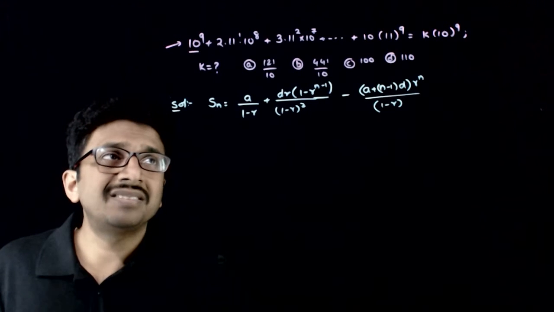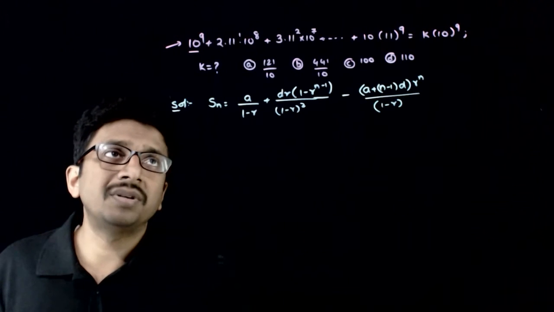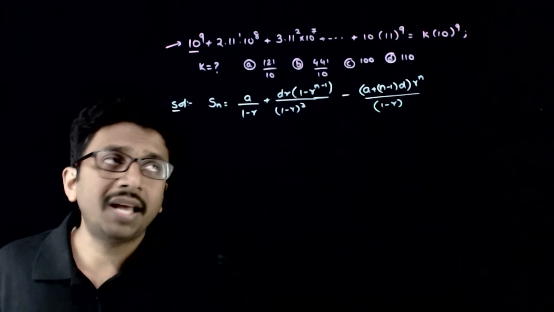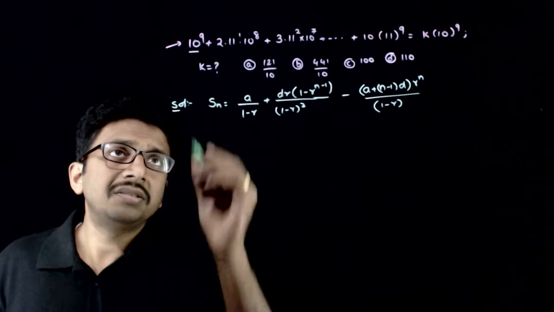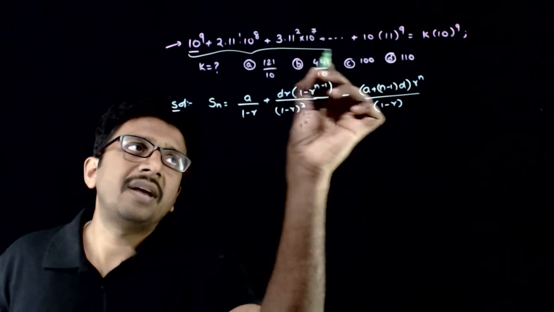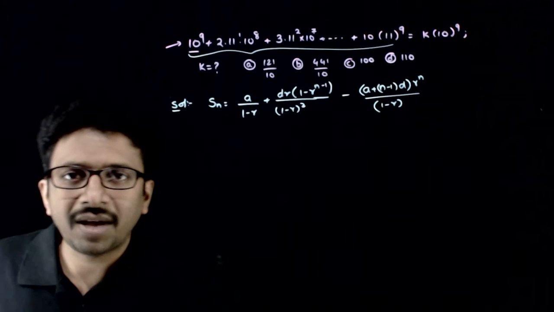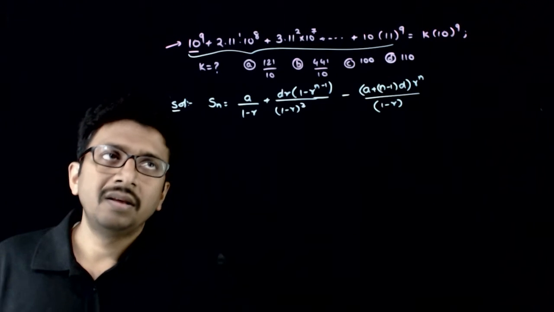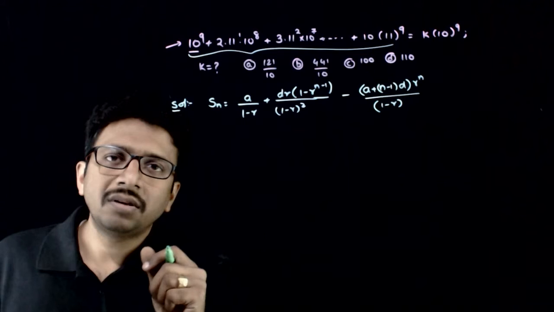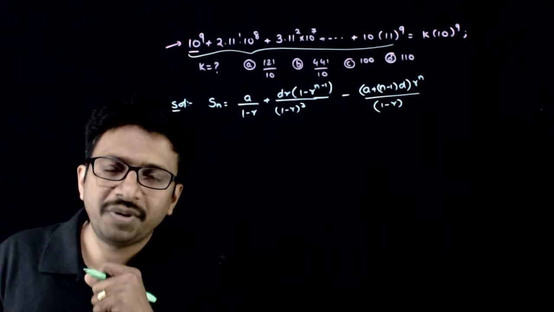So in this question, you're asked to find the sum of 10^9 + 2 × 11 × 10^8 + 3 × 11² × 10^7, and so on up to 10 × 11^9. It's given that this sum is equal to k times 10^9, and you're asked to find the value of k. To do this question, we use the concept of AGP.